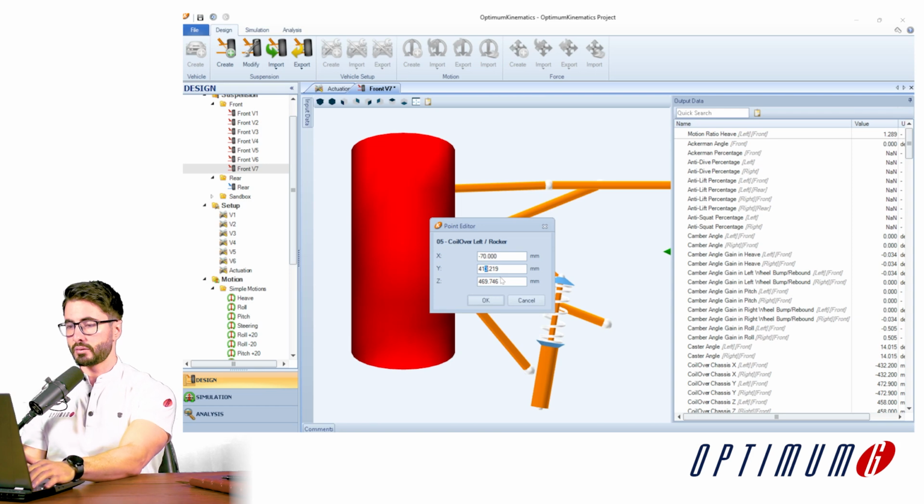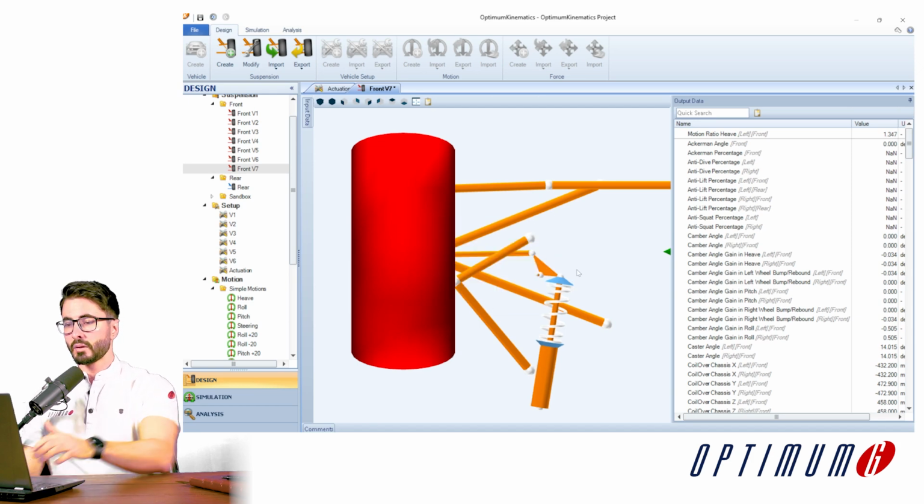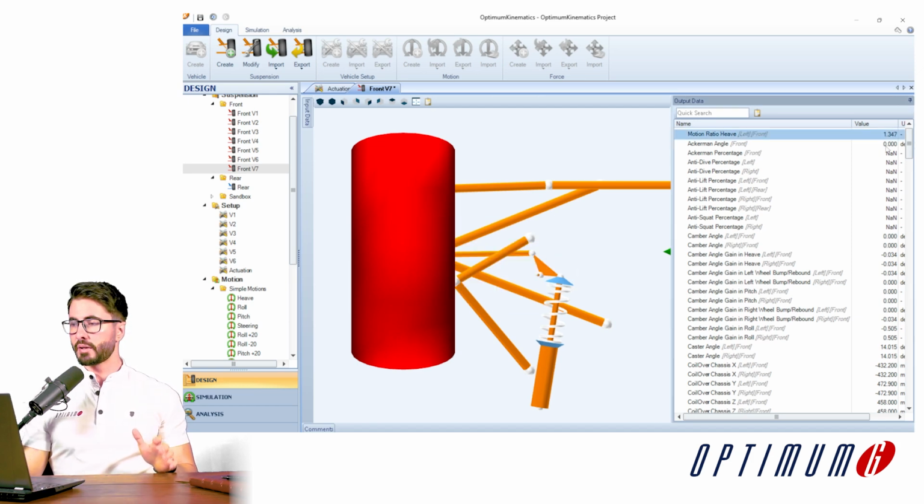I'm going to do another round of iteration until we get to something close to 1.35. All right, so we got to 1.347, which is pretty close to the number that we want. And I'm going to be happy with that, considering it's just the first manual iteration.